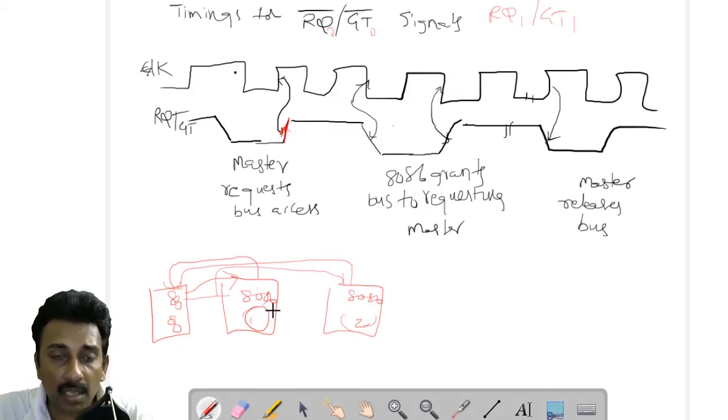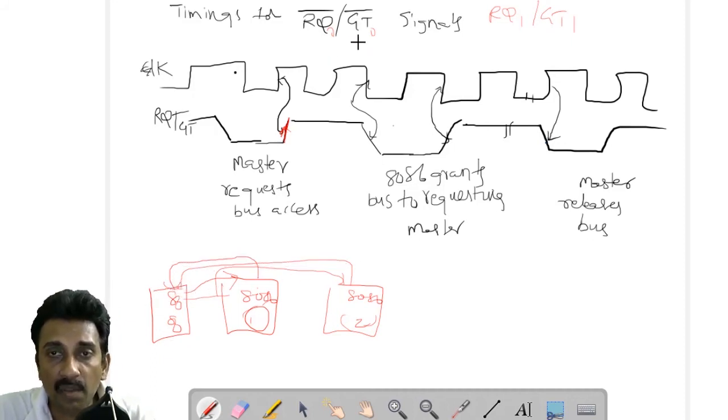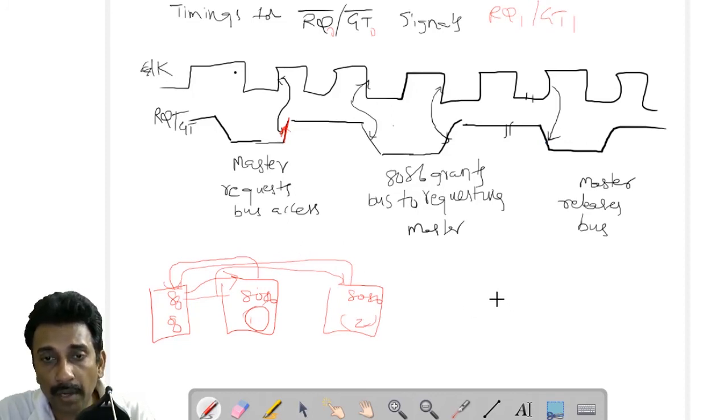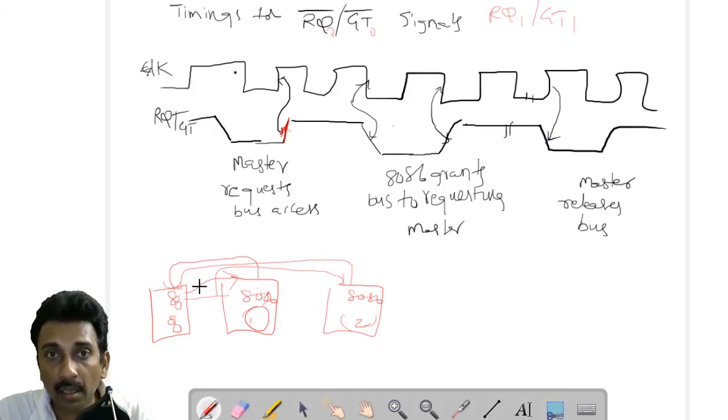In some typical cases, these two processors ask at the same time to take the system bus from this 8086 processor. In that case, request 0 grant 0 is the highest priority, and request 1 grant 1 is the lowest priority. According to the priority, the system bus will be handed over. And there are another three important points we have to note down. If at the same time two processors ask for the system bus, then according to the priority, request and grant will be selected.